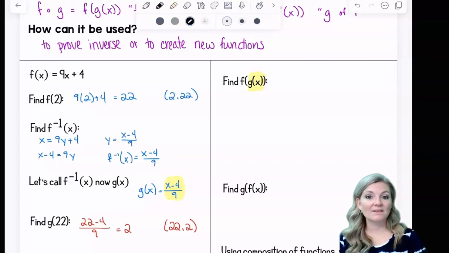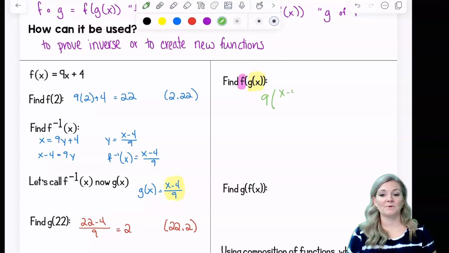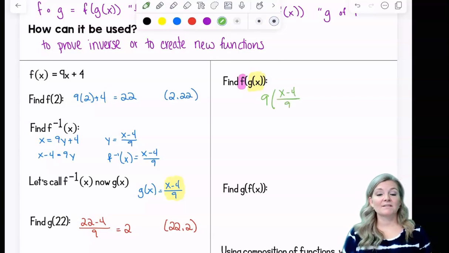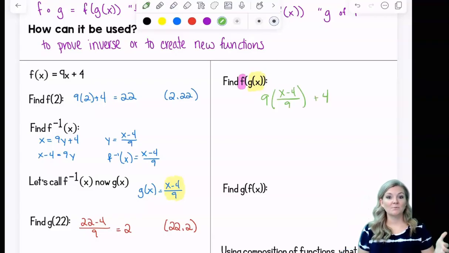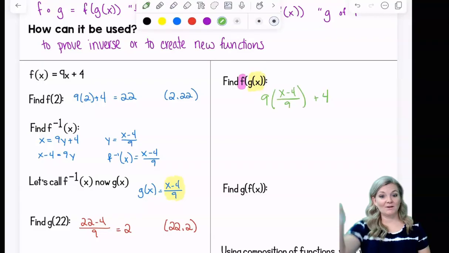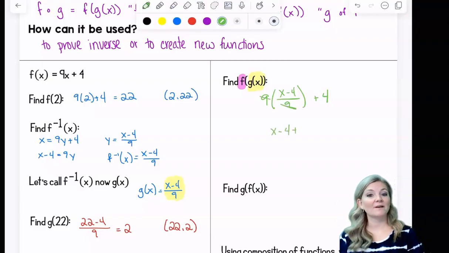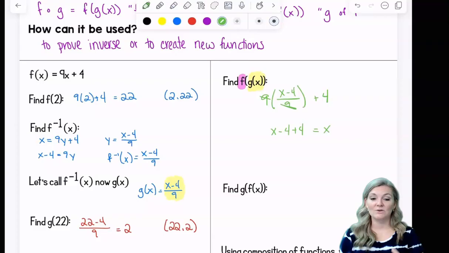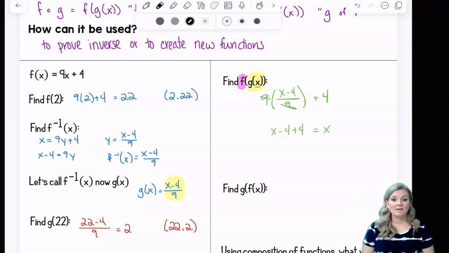So I'm starting with the f of x, which is 9. Then I'm getting to my input. My input is my g, x minus 4 over 9. And then I'm going back and finishing and putting plus 4. Distributing that 9, although I don't really need to distribute it, I can just cancel out the 9s. And then I have x minus 4 plus 4, which cancel, which just gives me x, which I knew it should. I knew it should because I did those as inverses, and so it should equal x.